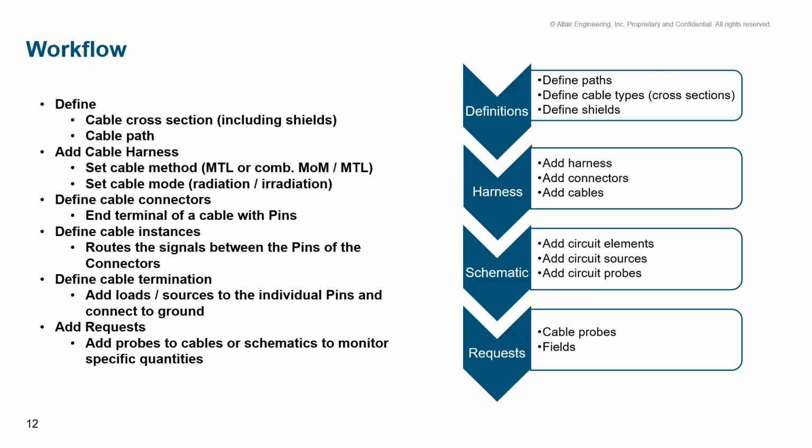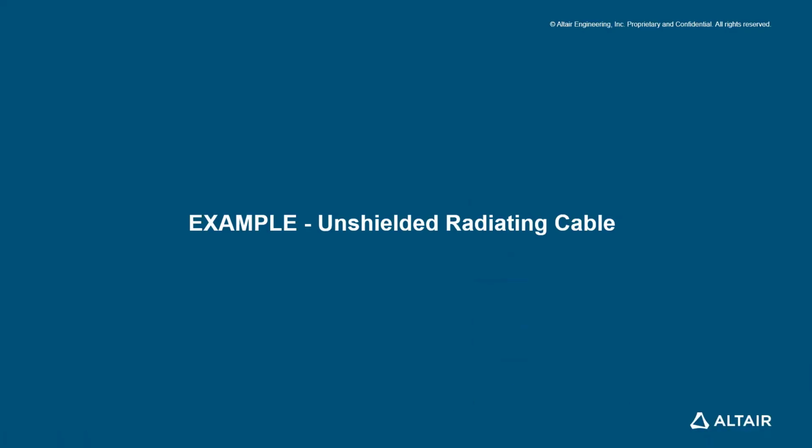So let's get straight into an example. In this example, we will be looking at an unshielded radiating cable. In this case, the cable acts as an aggressor. So without further ado, let's get into the example.